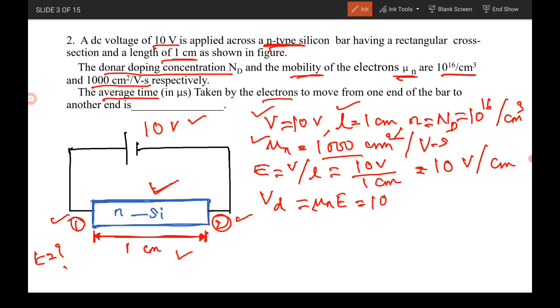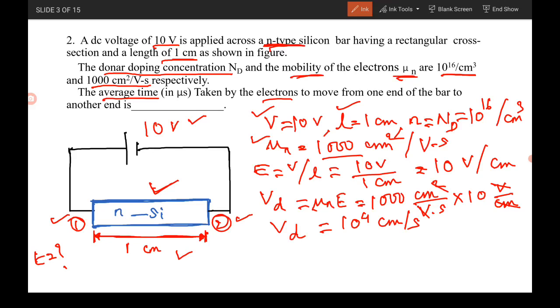So it is 1000 centimeter square per volt second into 10 volts per centimeter. So now we can find out it is equal to, so here centimeter square and centimeter get cancelled, volts get cancelled. So what we will get, 10 to the power 4 centimeters per second. Okay, these units you have to find very carefully, otherwise you will get a wrong unit. So now you got the Vd.